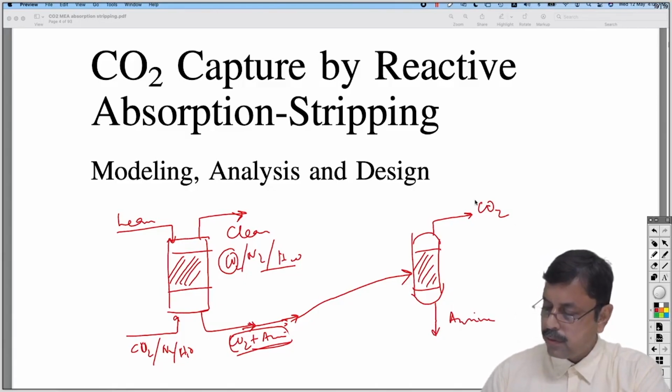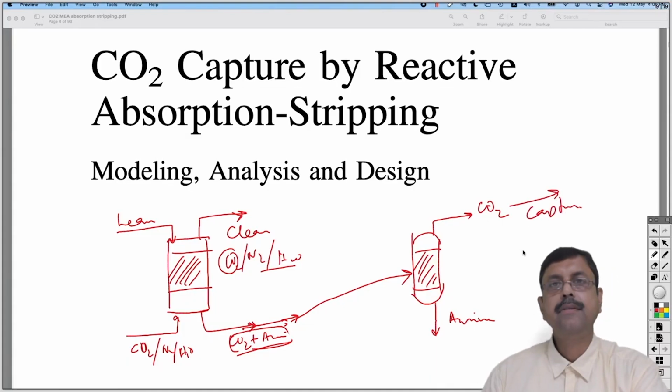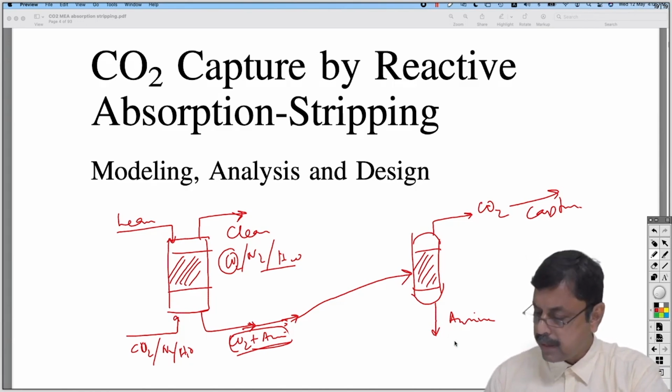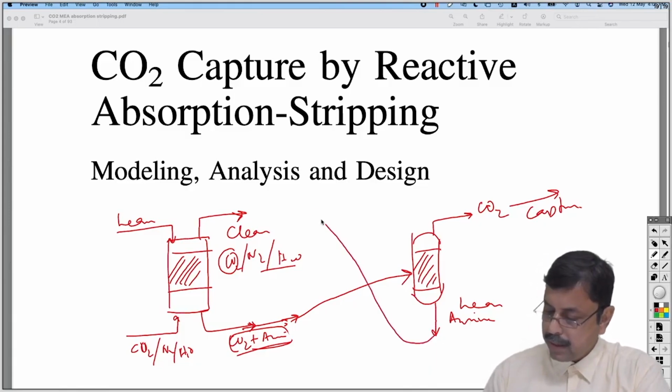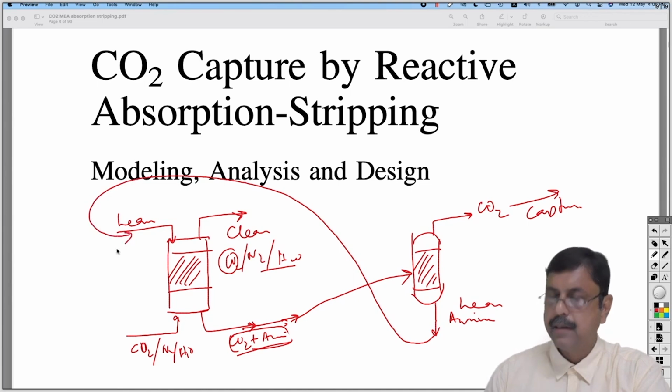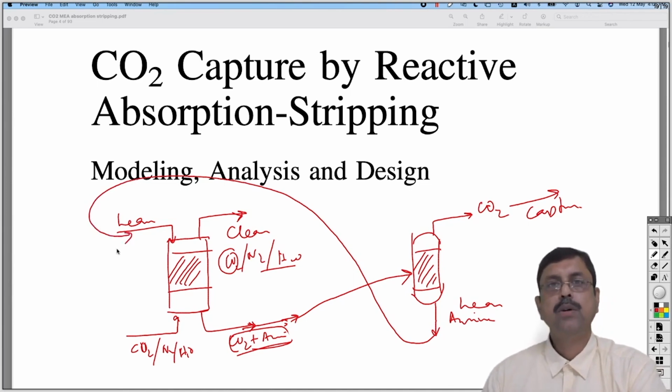This CO2 can be captured through some means. I mean, it will be concentrated and stored somewhere else. That is the purpose, basically, of this system. And this amine becomes lean again because it has released the CO2. So it can be again recycled back to the absorption column. So this is the overall process that we will deal with in the case study.